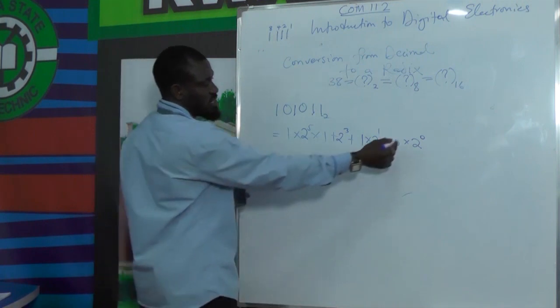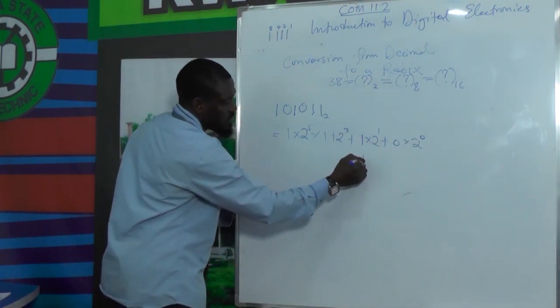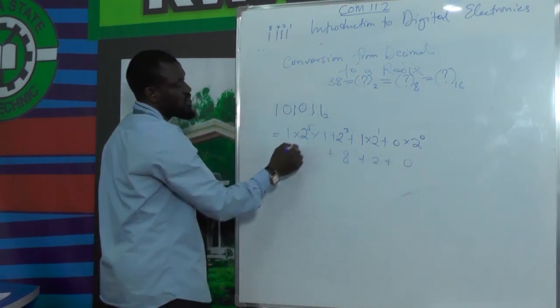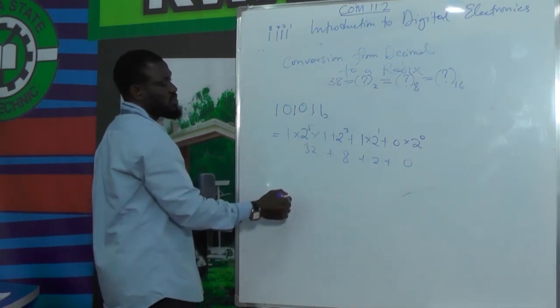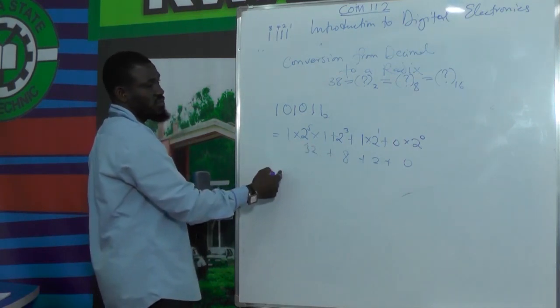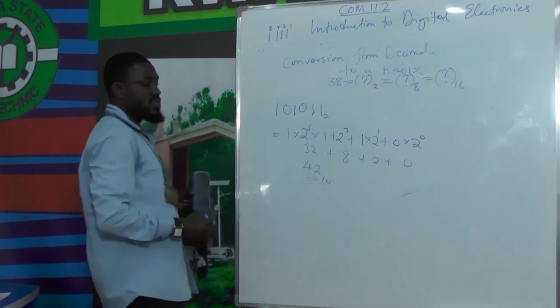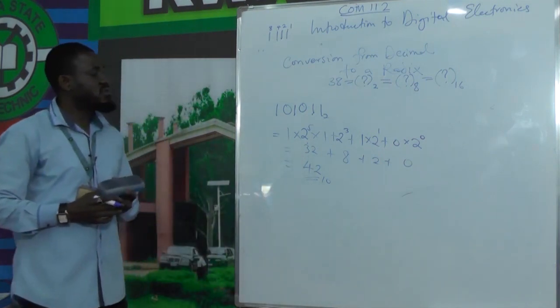So by doing that, we can also get this out. And by the time we convert this, we see this one will give us 0. We have 2. This one 0. This one 2. And this one 8. And this one we have what? That is 32. So by the time we calculate this out, we have 42 base 10. These are other ways we can also do that conversion.